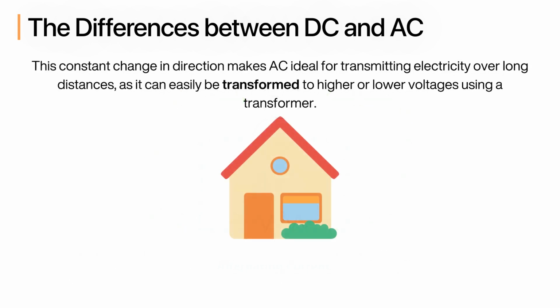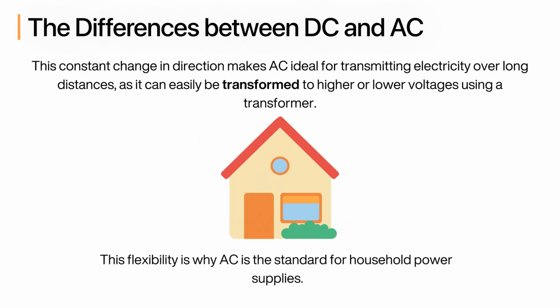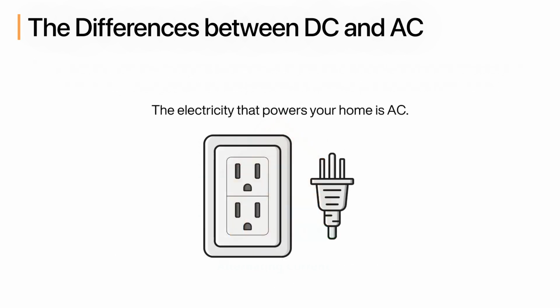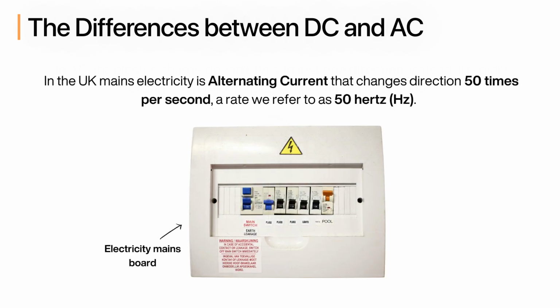This constant change in direction makes AC ideal for transmitting electricity over long distances, as it can easily be transformed to higher or lower voltages using a transformer. This flexibility is why AC is the standard for household power supplies. The electricity that powers your home is AC. In the UK mains, electricity is alternating current that changes direction 50 times per second, a rate we refer to as 50 Hz.